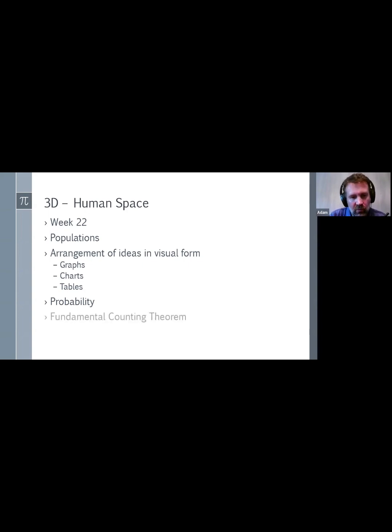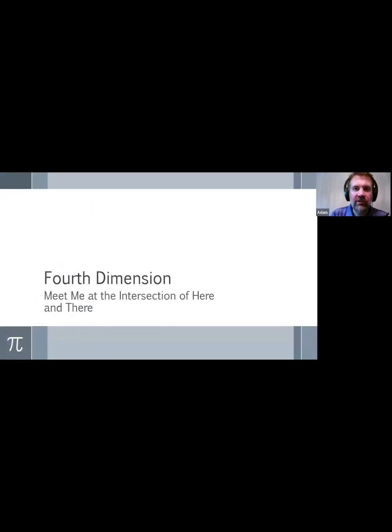So we'll get to look at a little bit of statistics type of stuff, and the fundamental counting theorem, and combinations and permutations. And you'll learn about factorials and their uses, which is that little exclamation point, like 5 factorial, 5 exclamation point. You'll learn about that in this week. There you go. I wrote it before I even showed it. I said it. Okay. And now we'll move on to the fourth dimension.